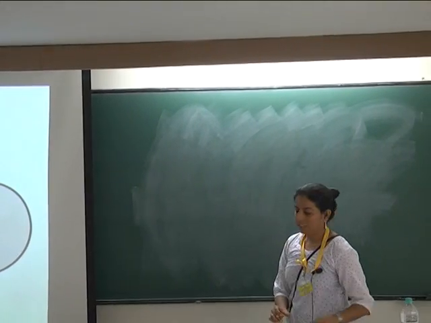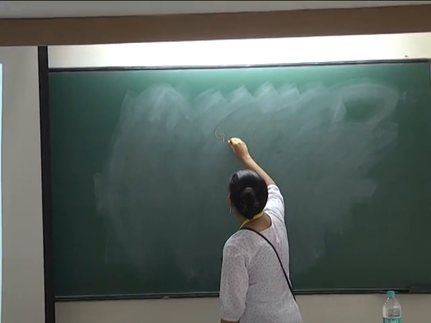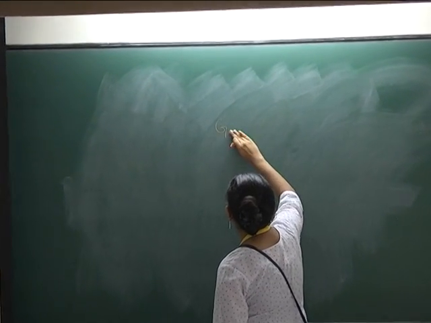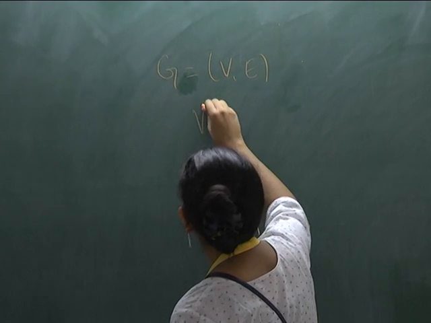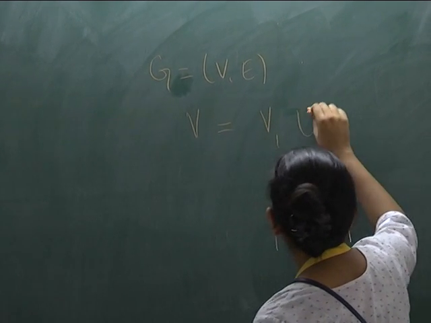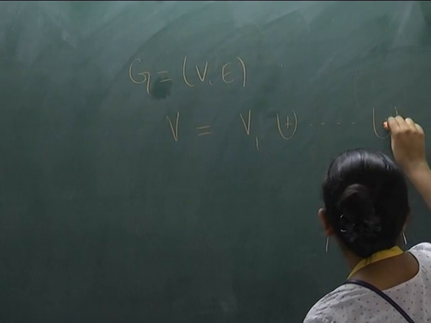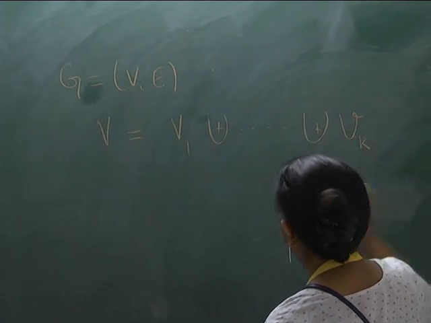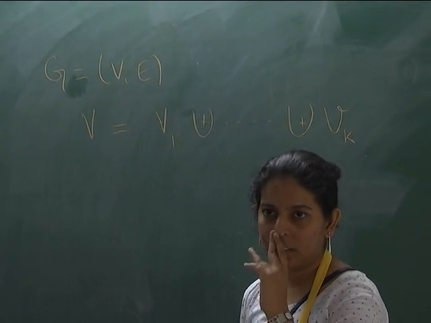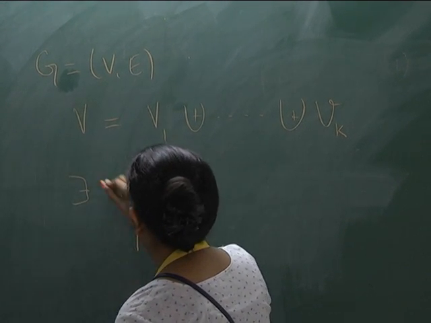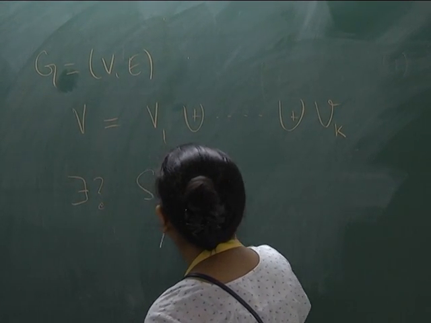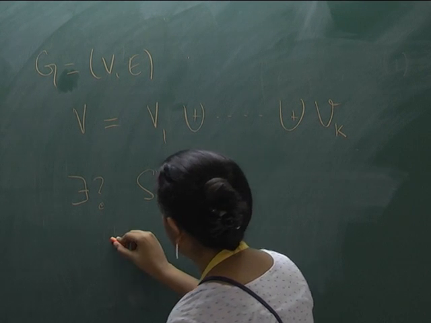So you're given a graph G. The vertex set is partitioned into k disjoint paths. Okay, and you're asking, does there exist a clique?